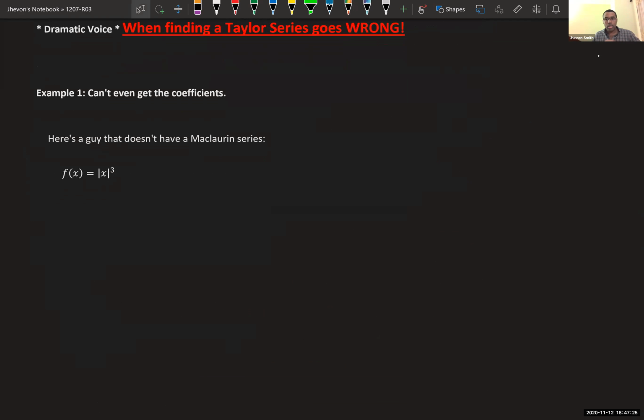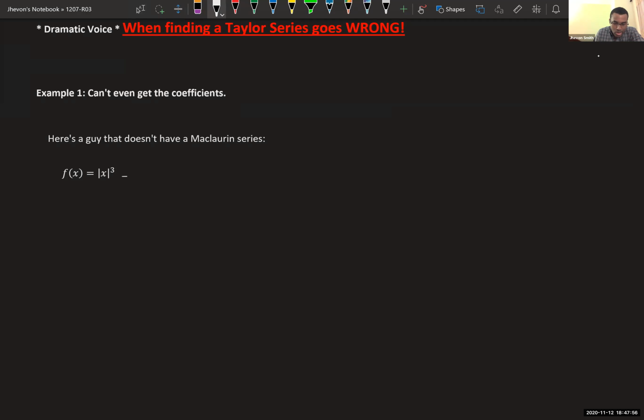Now I want to talk a little bit about when Taylor series goes wrong. Taylor series is a very powerful tool, but it doesn't always work and it doesn't always help. So for example, it's possible for functions to not have Taylor series at all. For example, this function doesn't have a Maclaurin series.